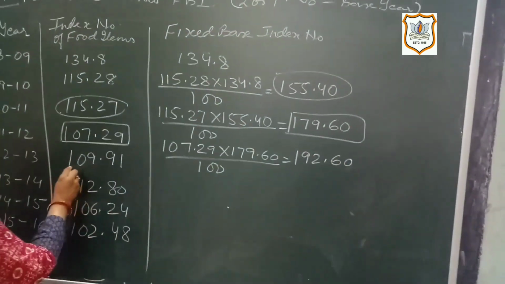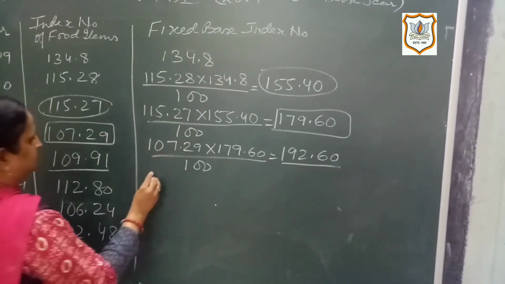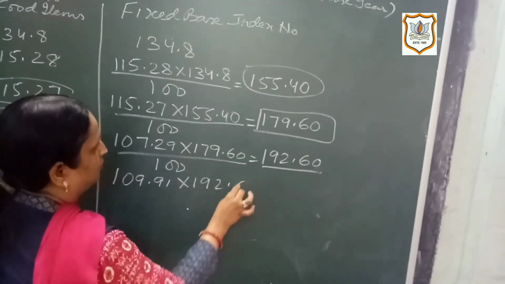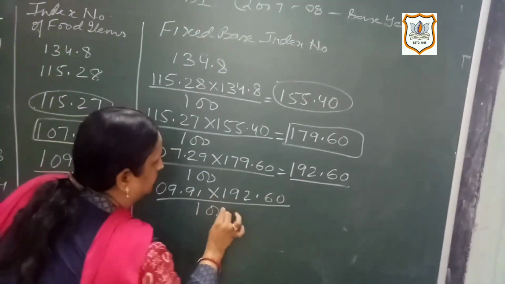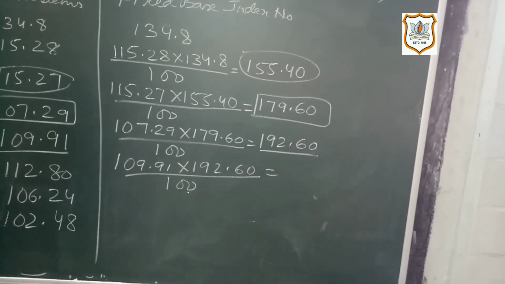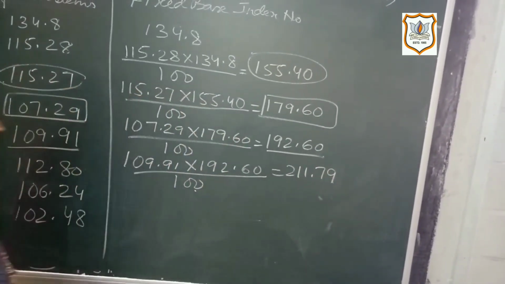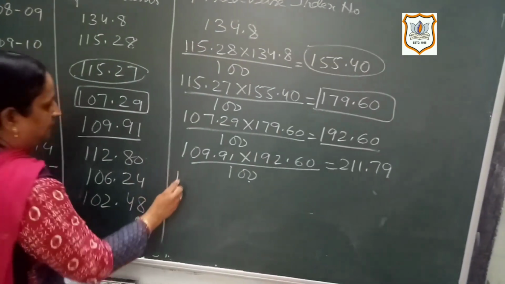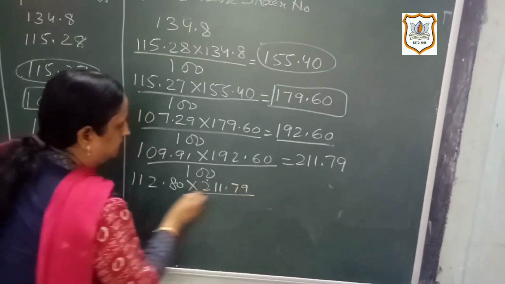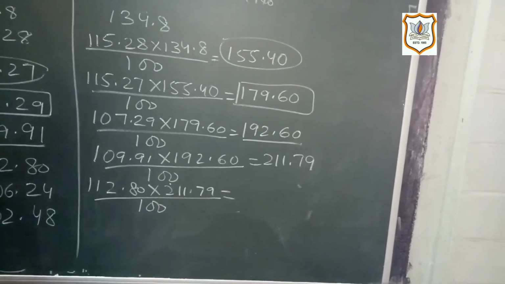Now when you calculate this value, you will get 192.60. This is 109.91. Previous one is 192.6. Cross multiply. So we will have 109.91 into 192.60 divided by 100. Now when you cross multiply and find the value, this value will be 211.79. Now this is 112.80 into 211.79 divided by 100.